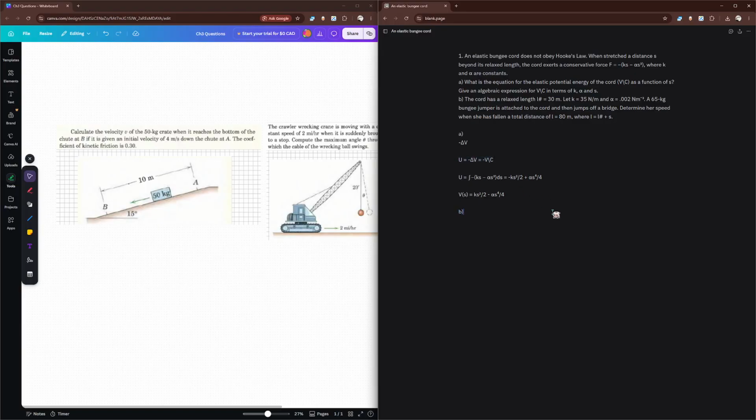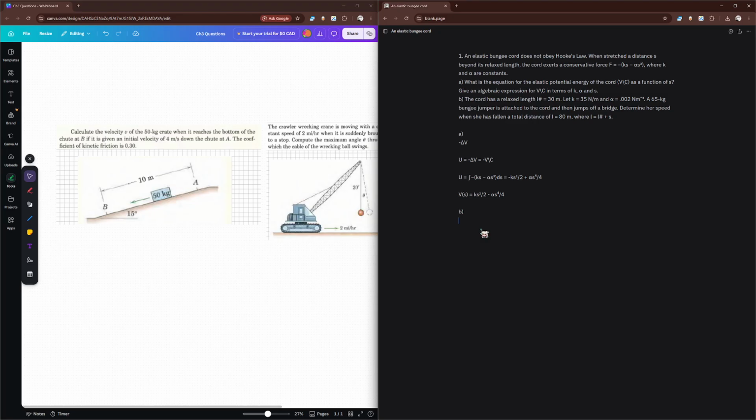And for B, the cord has a relaxed length L sharp equals 30 meters. Let K equal 35 newtons per meter, and alpha equal 0.002 newton meter to the negative 3. A 65 kilogram bungee jumper is attached to the cord and then jumps off a bridge. Determine her speed when she has fallen a total distance of L equals 80 meters, where L is equal to L sharp plus s.